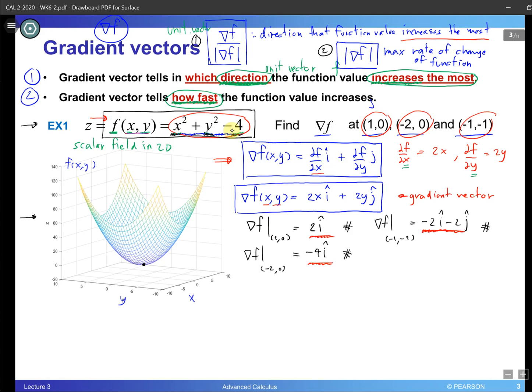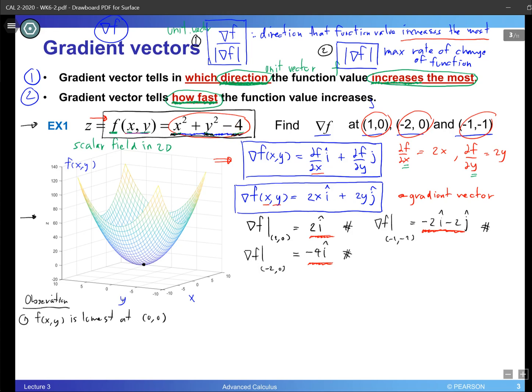So from observation, okay, observation number 1 is that function value is lowest at the origin. f(x, y) is lowest at the origin, 0 and 0.